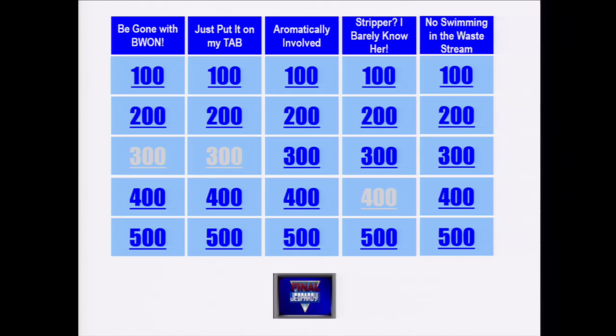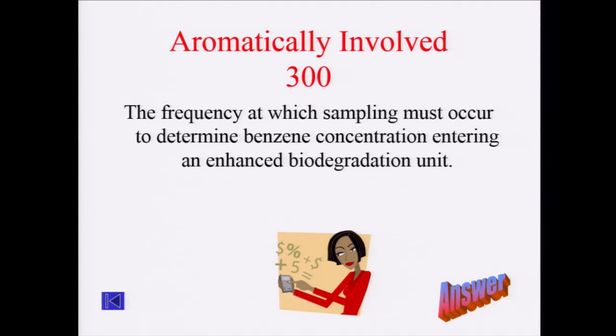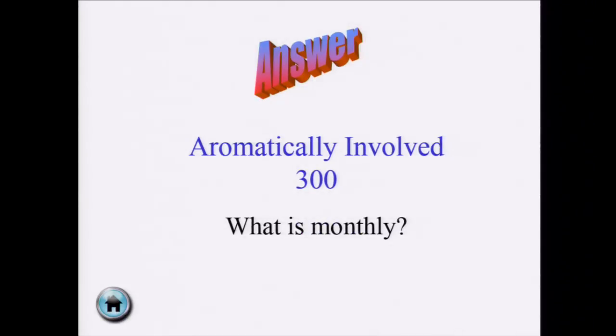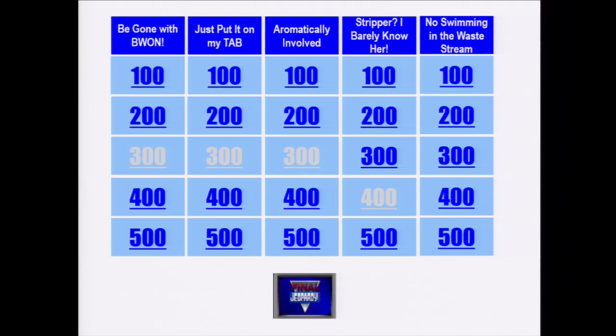Aromatically evolved for 300. The frequency at which sampling must occur to determine benzene concentration entering an enhanced biodegradation unit. Yes. Monthly. That's your compliance point into your EBU. The east.